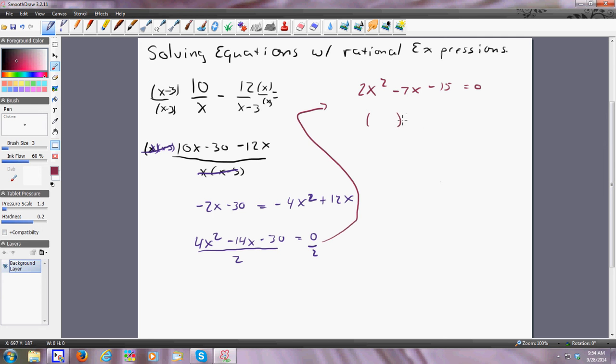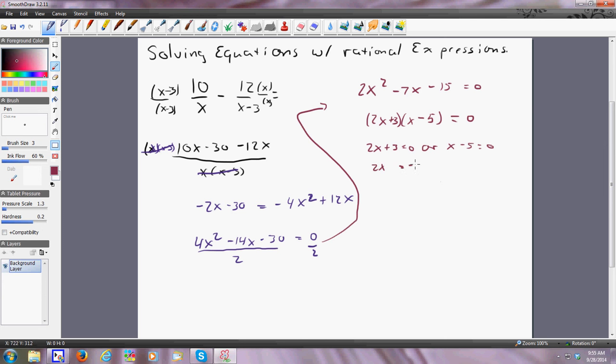I'm going to put in 2x and x. I know that this should be 5 and 3 because that's going to be 10 and it's going to be 3. It should be plus and minus. I'm not 100% sure, so I'm just going to double check using FOILing. 2x squared minus 10x plus 3x is going to be a -7x and minus 15. And now say 2x plus 3 equals 0, or x minus 5 equals 0.